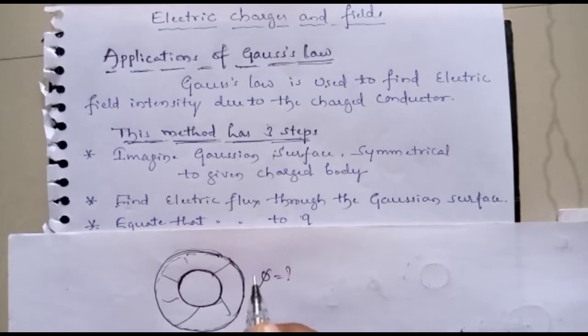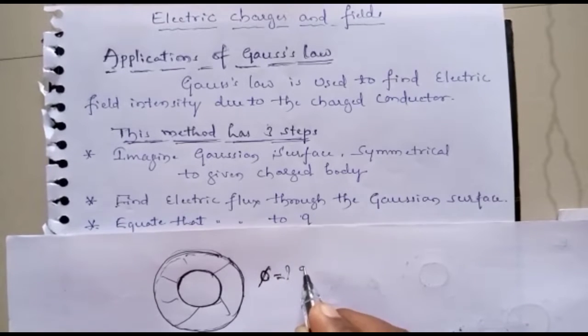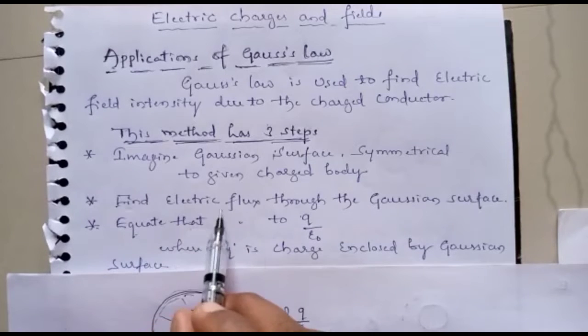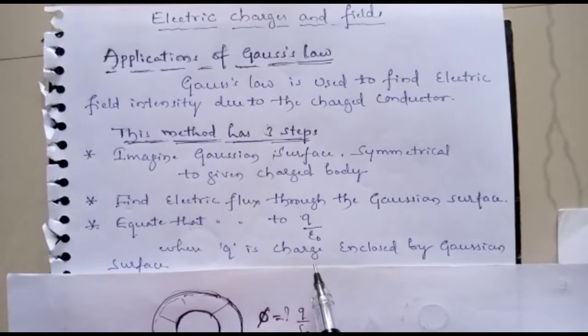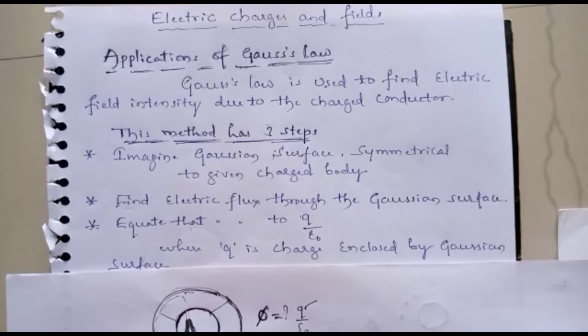Next, third one is equate this phi, or equate this electric flux, with Q by epsilon naught. That is, equate that electric flux to Q by epsilon naught. Here Q is the charge enclosed by this Gaussian surface. Here this Gaussian surface encloses the charge Q. It means this charged spherical shell has a charge Q.